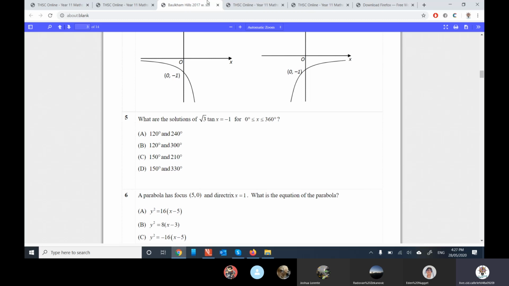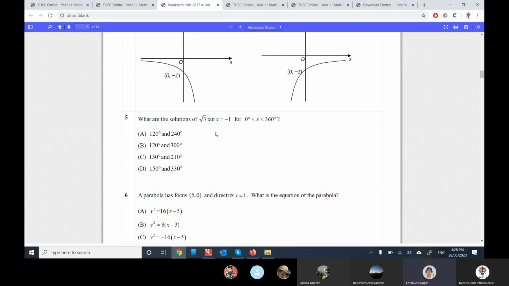Your year, Baulkham Hills. This is second best school in the state, right? So their top school. If this is the question they're given, that means it's a question you'll be given as well. So what are the solutions of root 3 tan x equals -1? Can anyone tell me the only thing I want to hear when I see a question like this?